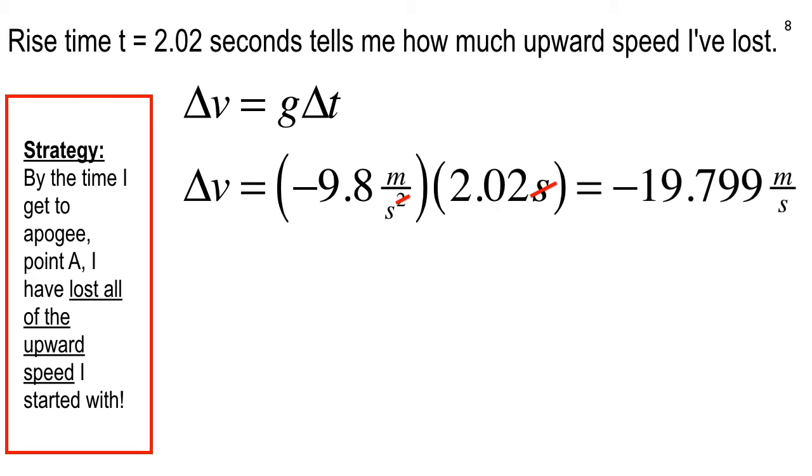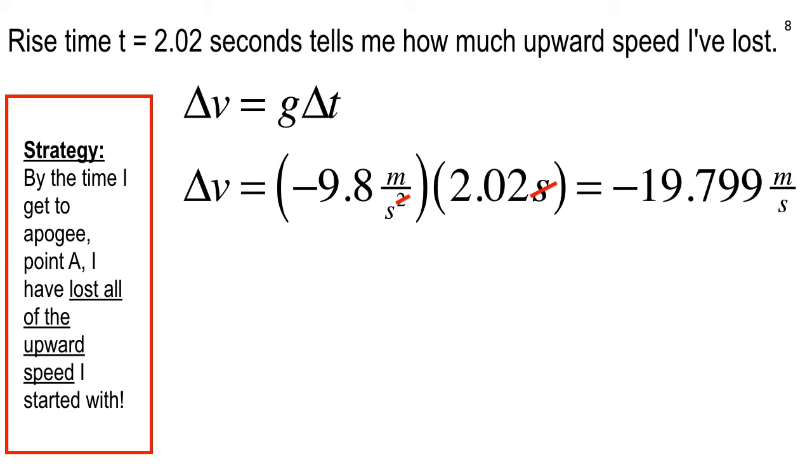Now, if you calculate it out, and I've used a few more digits than just 2.02, I think it's 2.0203, and so on. Anyway, 19.799 meters per second, negative. That's my delta V. That number being negative means I've lost upward speed. Or if I were going downward, it would tell me that I've gained downward speed. But this one's initial upward motion, so it tells me how much I've lost, the entire amount of velocity that I've lost. And the reason is, up at apogee, I've lost all my upward speed.